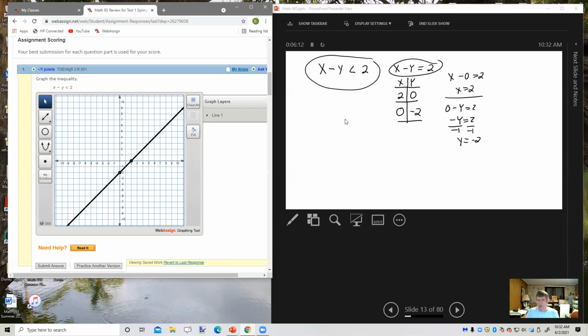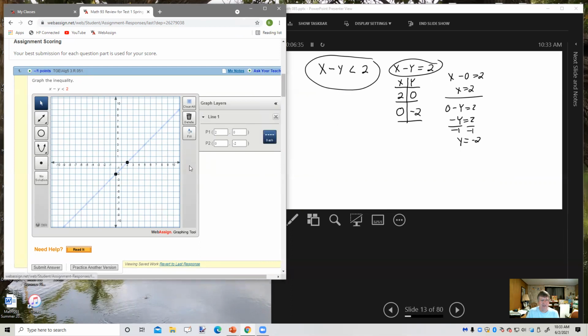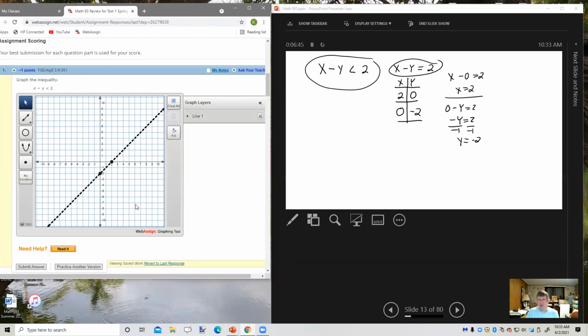But if I go back here and look at my inequality, I see that it says x minus y is less than 2. It does not include the equal to part. So my line needs to be dashed. There we go. Okay, so it's a dashed line. It would only be a solid line if it includes equals to. All right, let me do some adjusting of the screen here. So now I have a dotted line. It says x minus y is less than 2.